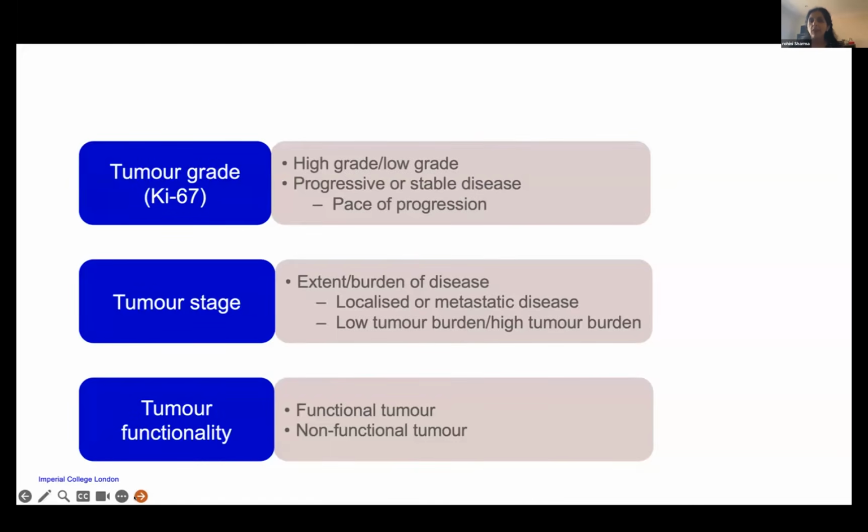The stage of the disease is really important. And you heard from Michael that if you've got low volume disease, or if there's a single lesion, that can be resection, as opposed to a metastatic disease where we're really considering systemic therapy. And the other key consideration is tumor functionality, which has also been talked about, because that also plays a role in what sort of agents we should use for our patients.